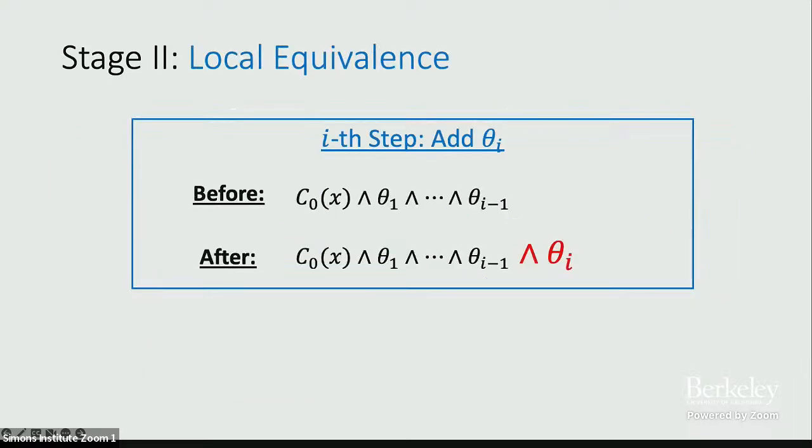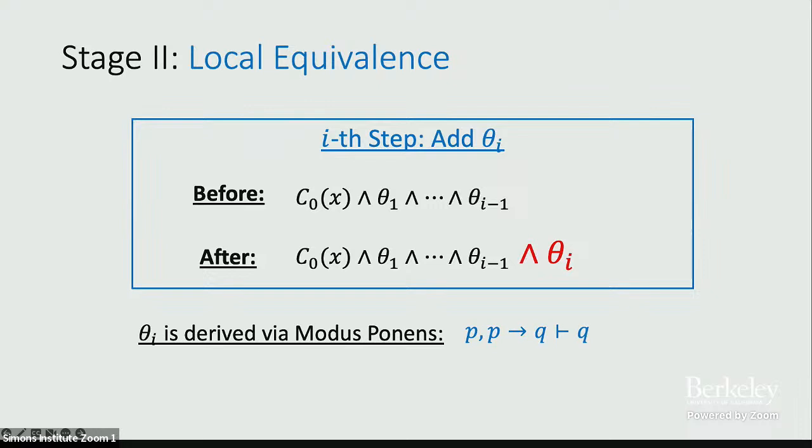And next, I'm going to show you that at each step of this stage, it also preserves the functionality. The equivalence can be argued locally. The reason is that for the ith step in this stage, before we add θi, the circuit computes C0 and a series of thetas from θ1 to θi minus 1. And after we add θi, the circuit computes C0 of X and θ1 to θi minus 1, and there is an additional θi in the end. So the functionality equivalence can be argued as follows.